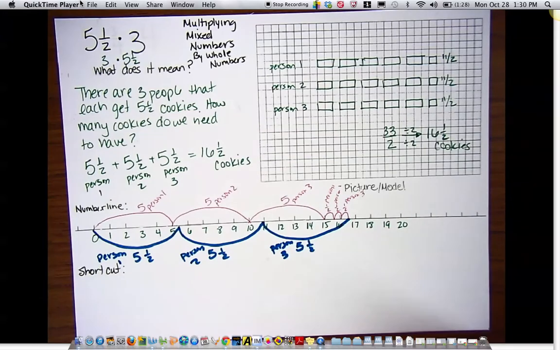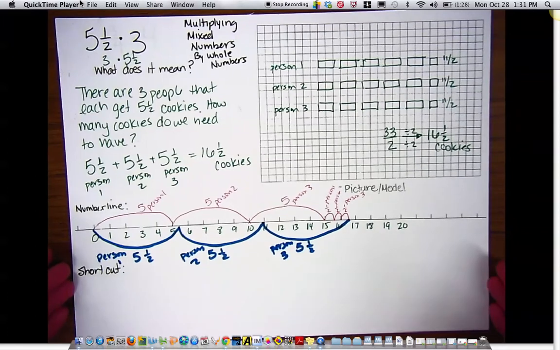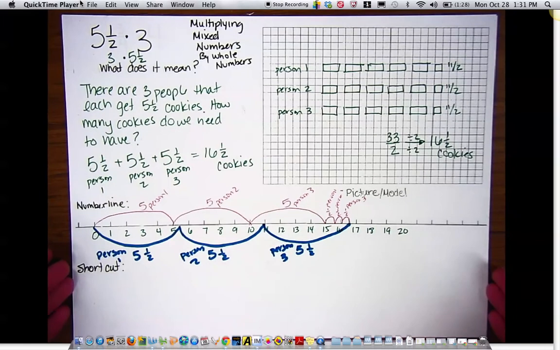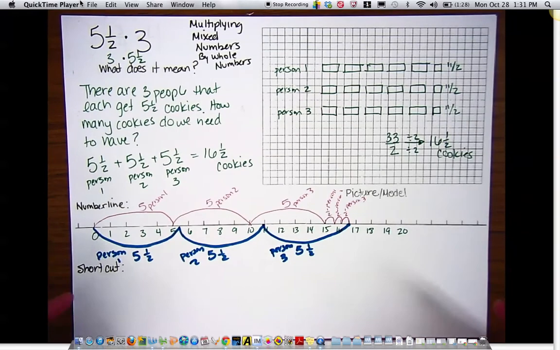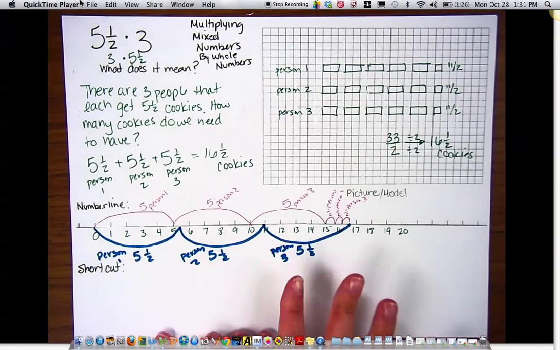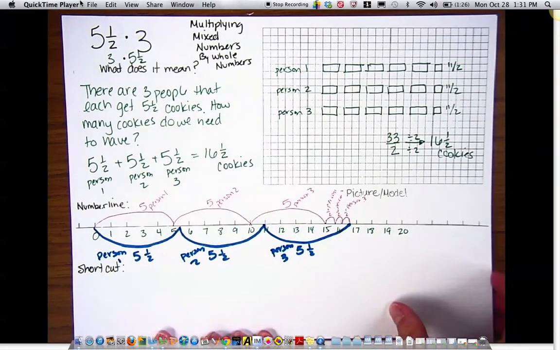Are you with me? Does your paper look like mine? If it does, then go ahead and move on with me. If your paper doesn't look like mine and doesn't have all the detail that I have on my paper, go ahead and pause and finish filling in your paper. Please don't go on until your paper looks like my paper.